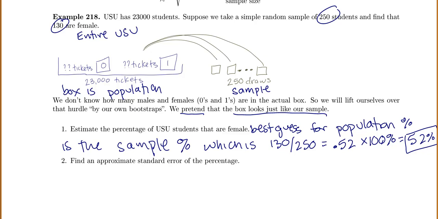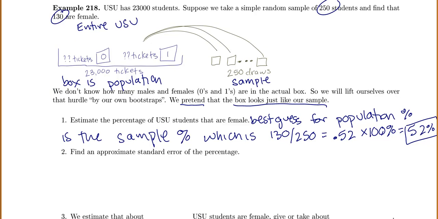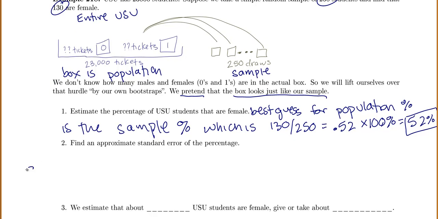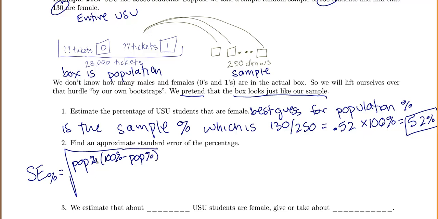Now number 2, find the approximate standard error of the percentage. Well, to find the standard error of a percentage, it is the square root of your population percent times 100 minus your population percent, divided by the sample size.